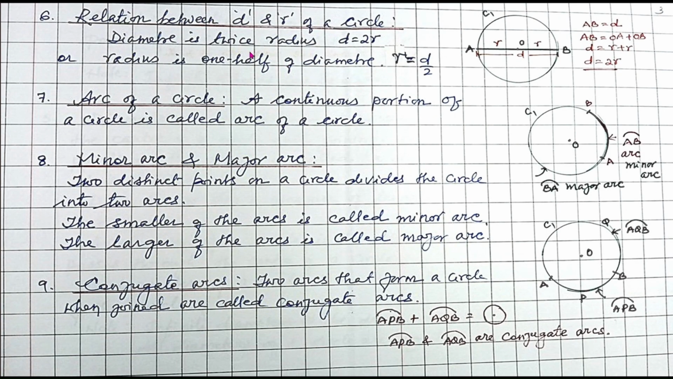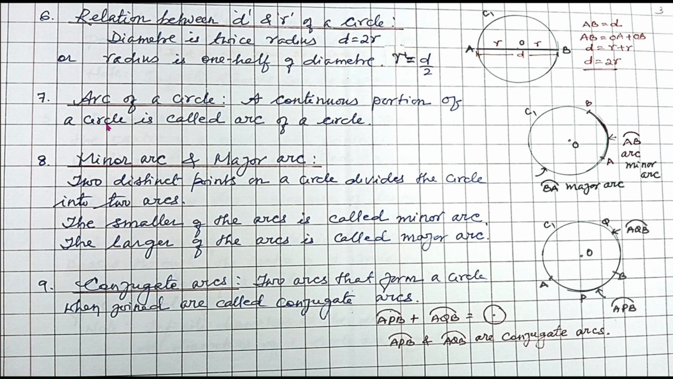Remember that. Now, relation between the diameter and radius of a circle. AB is the diameter of the circle C1 here. OA and OB are the radii. OA is equal to R, OB is equal to R, and AB is equal to D. So therefore, D is equal to 2R, or R is equal to D upon 2. Remember, the diameter of a circle is twice the radius, or the radius of a circle is 1/2 of the diameter of the circle.